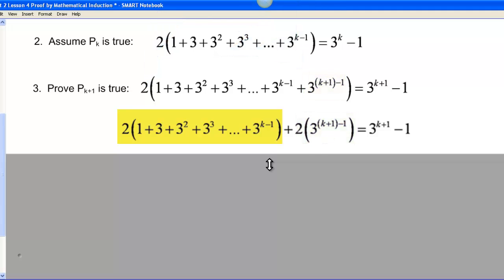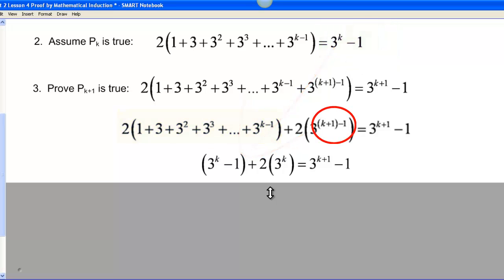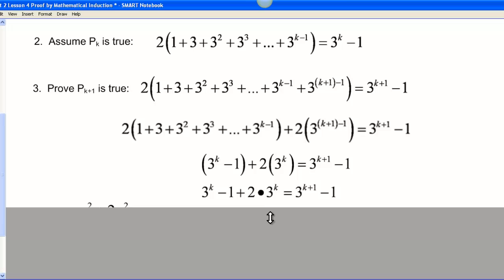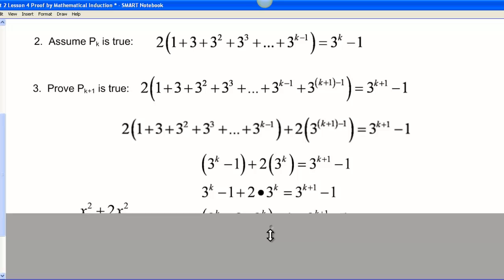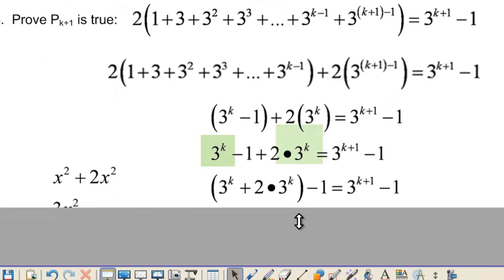Because the first part of that, the 2 times (1 plus 3 squared plus 3 to the third, all the way to 3 raised to the k minus 1), is essentially the assumption from part 2. I can substitute in 3 to the k minus 1 for that portion of my series. K plus 1 minus 1 simplifies to just the power of k, and then I bring the right-hand side down. In the next step, I drop the parentheses, and I rewrote 2 times 3 to the k with a dot instead of parentheses. Next step, all I did was reorder my terms using the commutative property of addition.